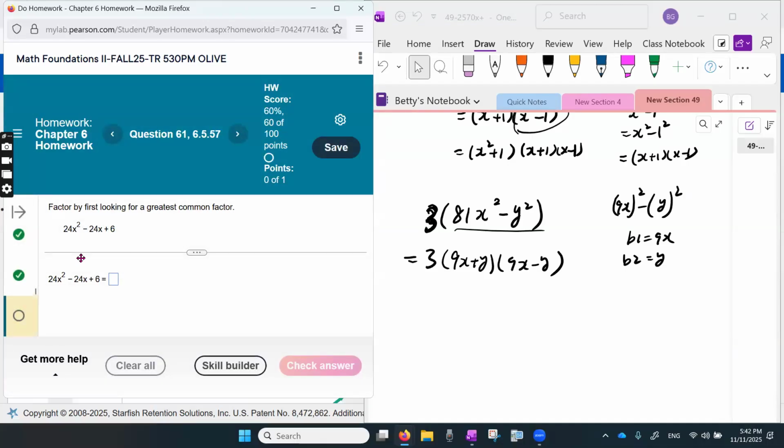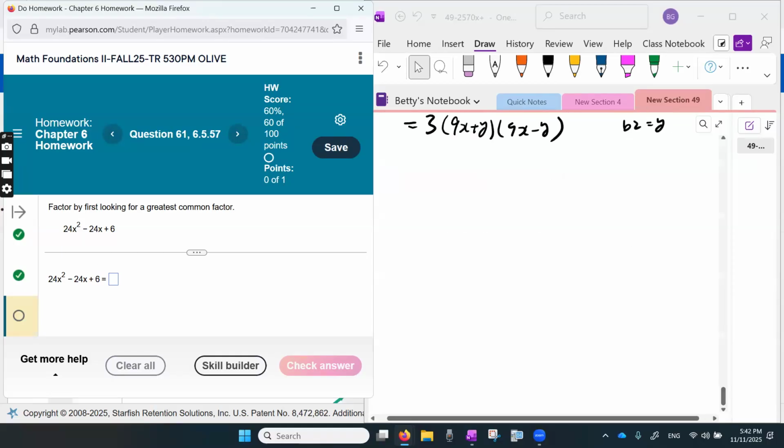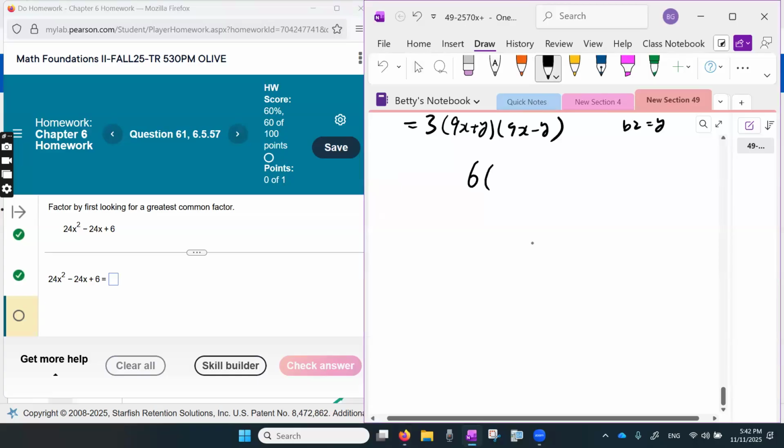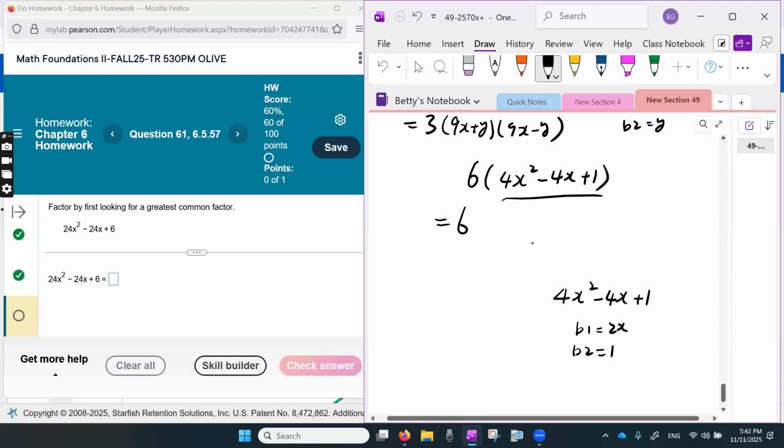And this one, I noticed the coefficients are 24, 24, 6, right? Obviously the GCF is 6. Factor 6 out, we have 4x squared minus 4x plus 1. You can use slide and divide to factor the trinomial inside the parentheses, but I hope you see this is a perfect square trinomial. Base 1 is 2x because 4 is 2 squared. Base 2 is 1. And the trinomial can be factored as 2x minus 1 to the power of 2, since the middle term is negative.